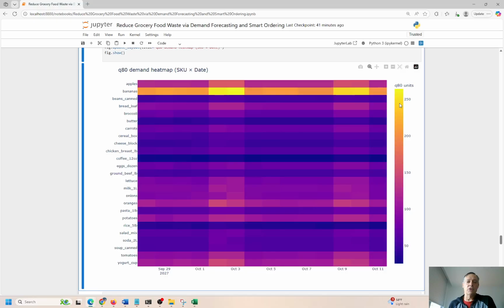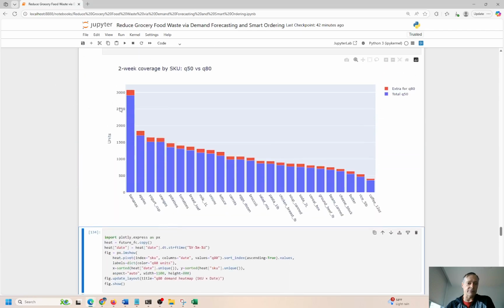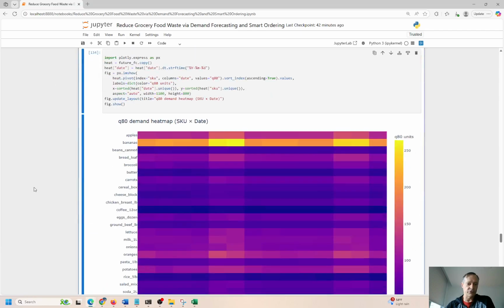So the Q80 is telling us 80% of the time the items sold will be this. Bananas is the number one. We saw that over here too, right? Bananas is number one, and apples is number two. Go over here, apples is number two. 161. Bananas is a little bit higher, 256. And then earlier in the year, it was 123 and 207 for bananas.